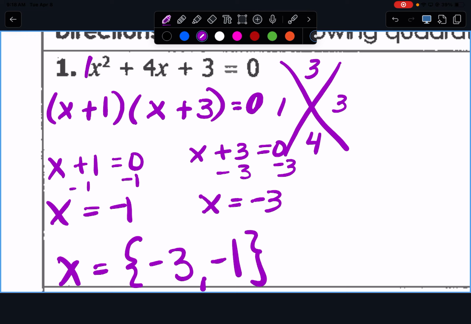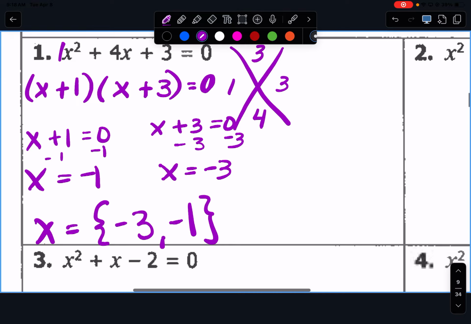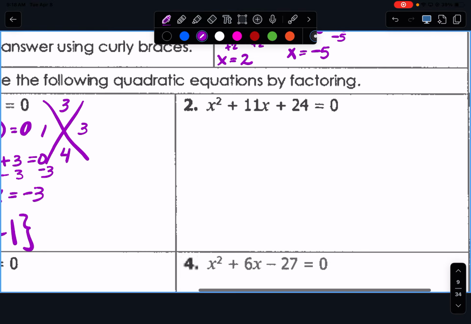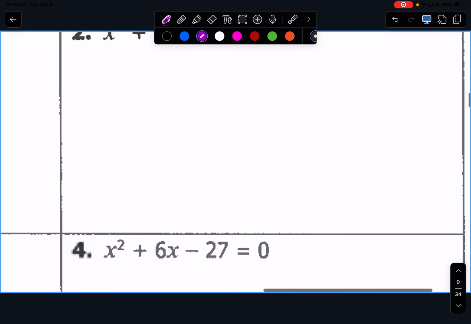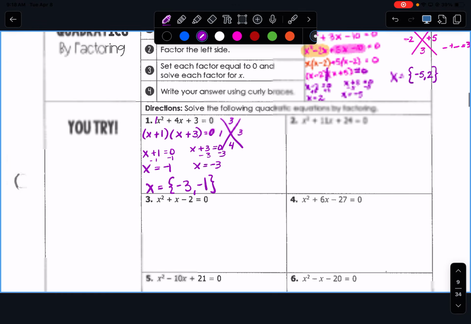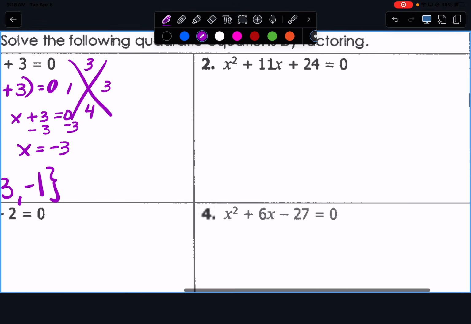Just like that. Okay, so that is how we can solve by factoring. Okay, this is a method that will work as long as we don't have a prime trinomial. Okay, so we are going to go ahead and look at number 2. Actually, I lied. Let's see. Look at number 3. No, we're going to do number 2.